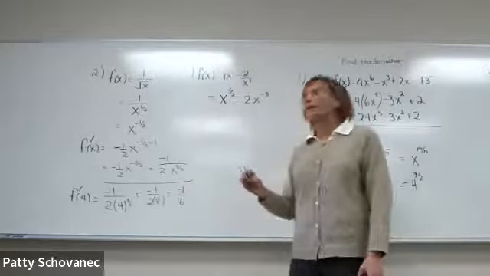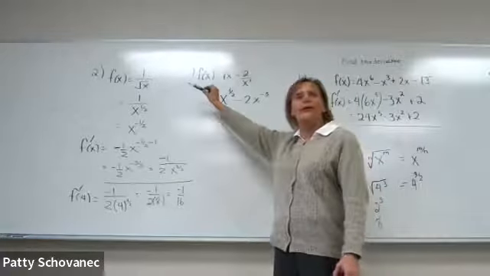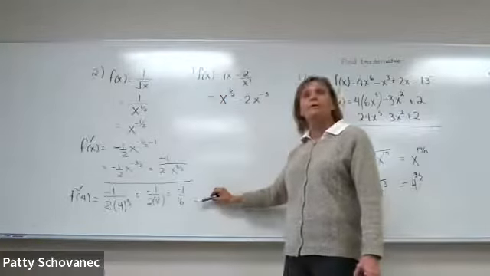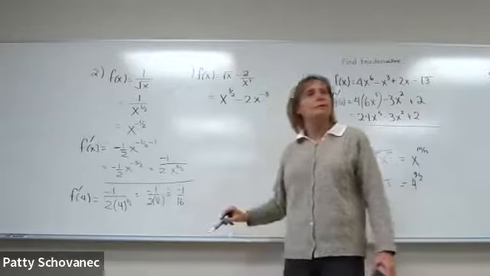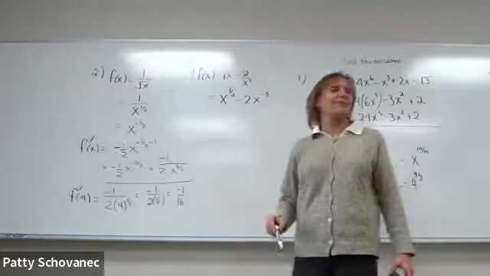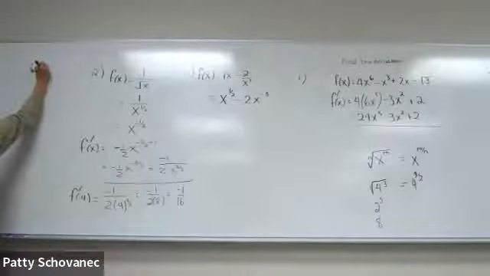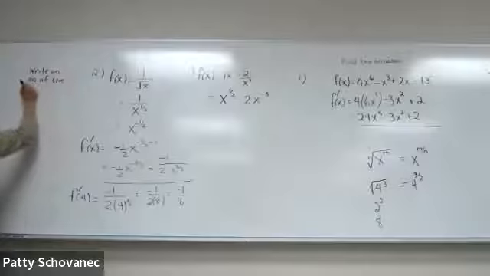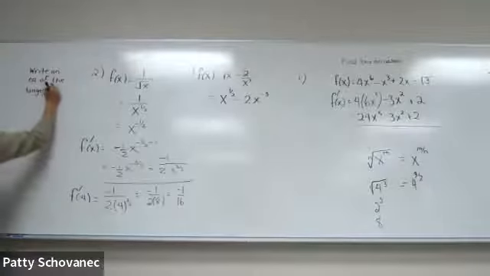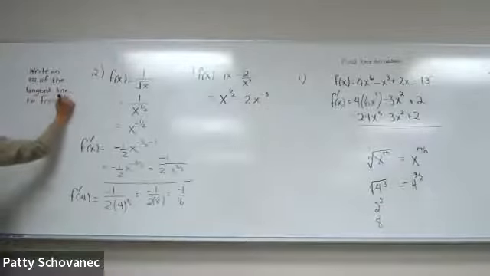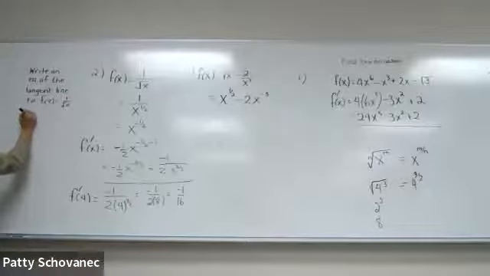So my question might be something like this. If f of x is 1 over the square root of x, write an equation of the tangent line at the point where x is 4. So you need a numerical value for the slope. Heck, let's just do that problem. Let's add a third part to this problem number 2. Write an equation of the tangent line to f of x is equal to 1 over the square root of x when x is 4.